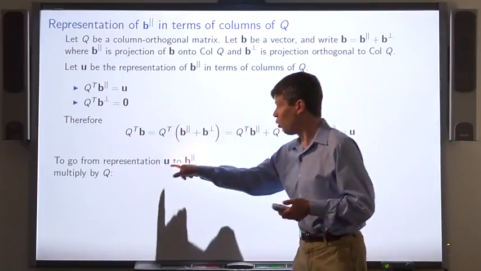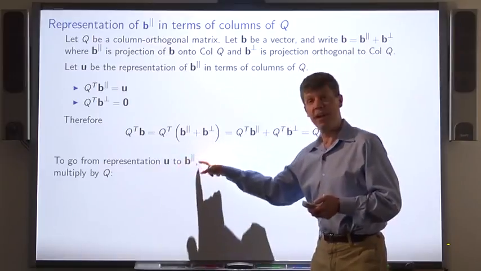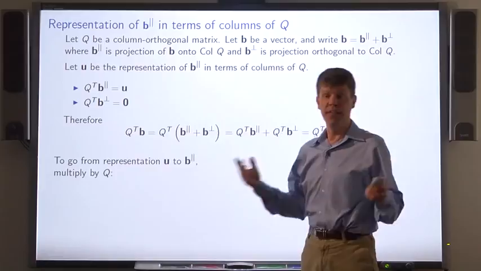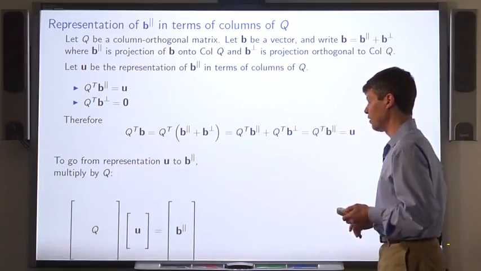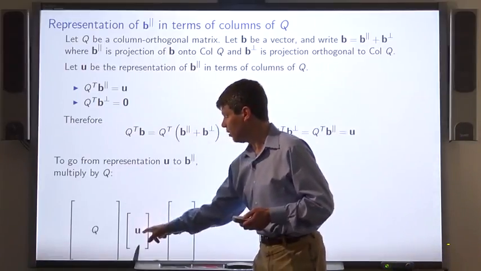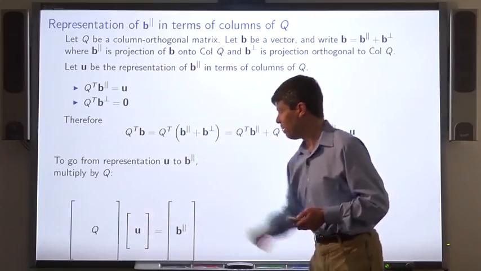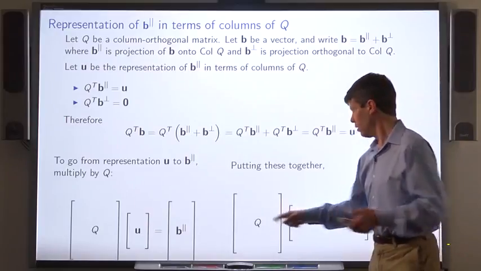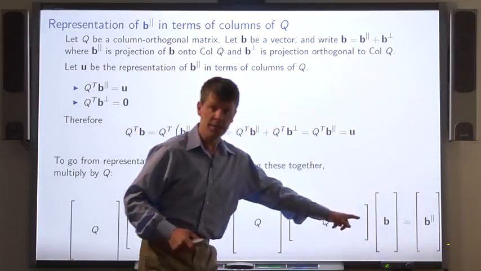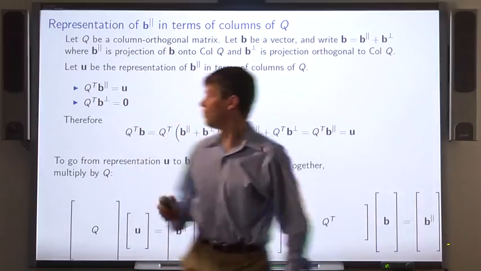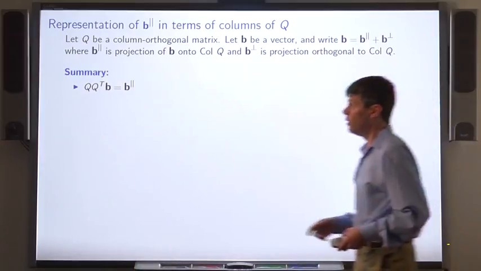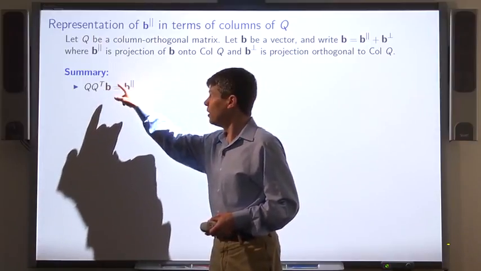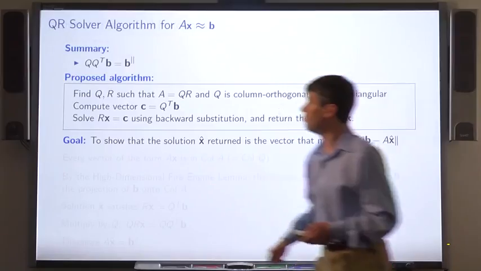Now, to go from the coordinate representation U to B parallel itself, we simply multiply by Q using the linear combinations definition of matrix vector multiplication. So Q times the coordinate representation U is B parallel. So putting these together, Q times Q transpose times B is B parallel. So here's what we found out: Q times Q transpose times B is B parallel.